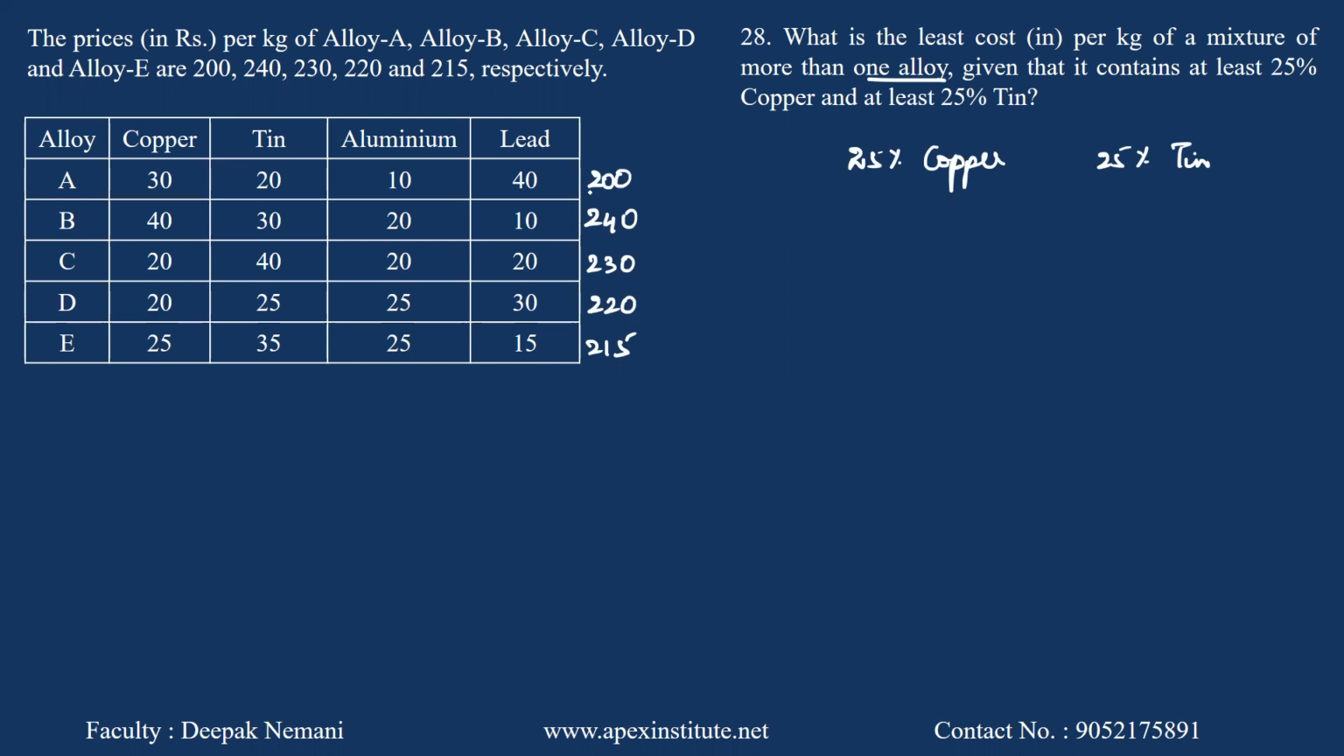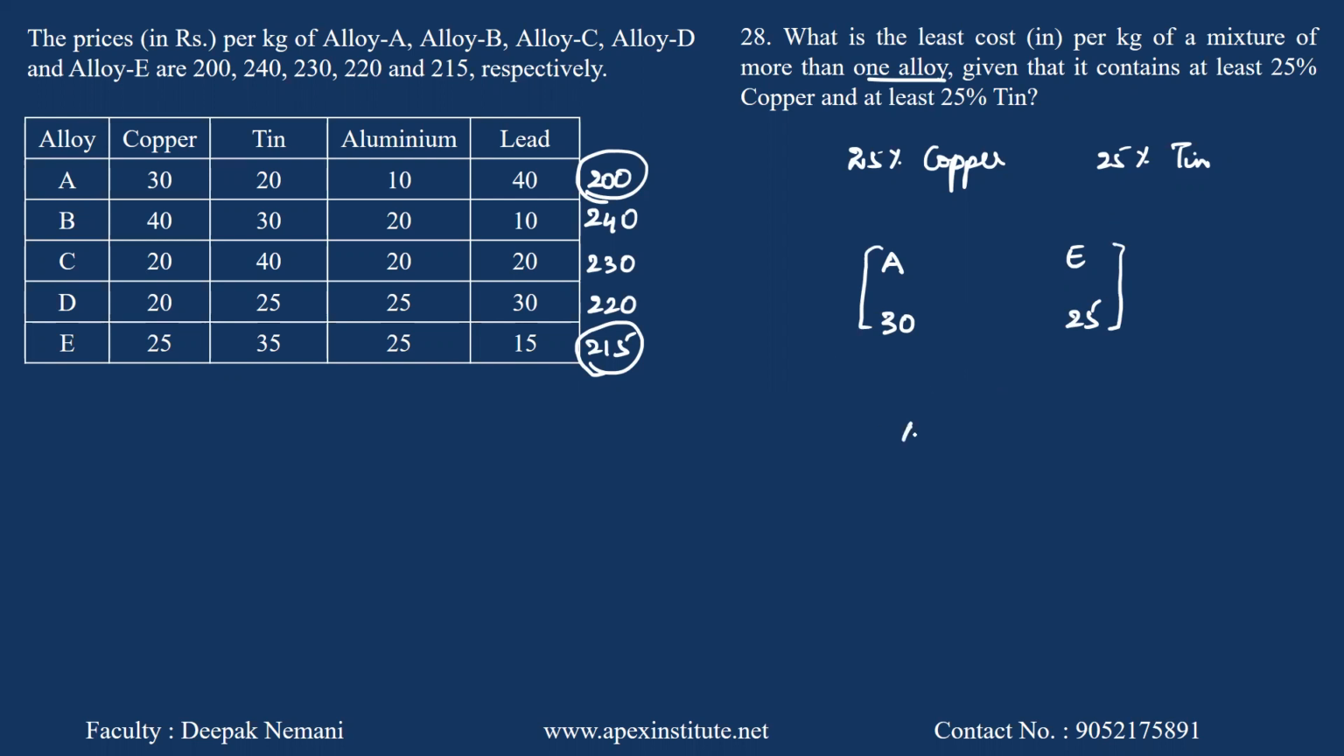Okay, so you should be considering at least two out of these five alloys. So I will be taking alloy A and alloy E because they have the minimum prices per kg. So let me take A and E. Now the copper percentage should be minimum 25% in the resultant alloy, and tin should be 25%. Okay, now this is 30 and copper in E is 25. So obviously, the mixture between these two will have at least 25% of copper for sure.